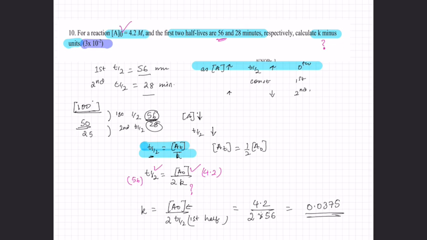Okay, so this is probably the hardest half-life question you could get. Most of the others would be those where they tell you what the order of the reaction is to begin with, and you don't have to deduce it on your own.